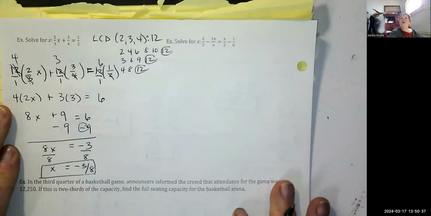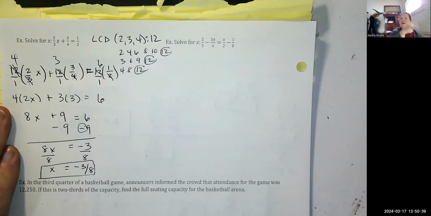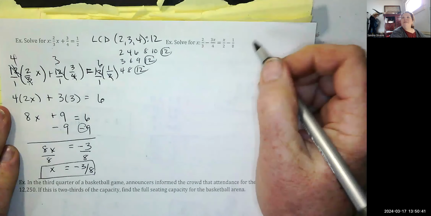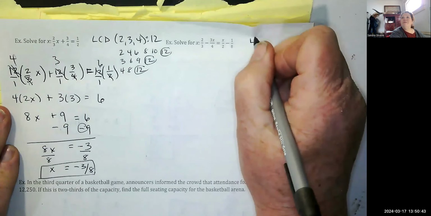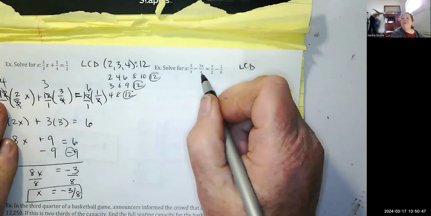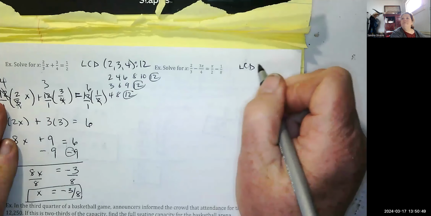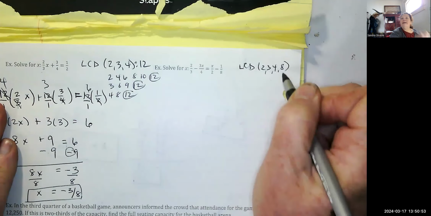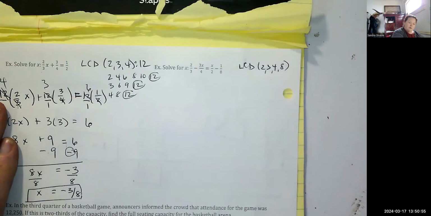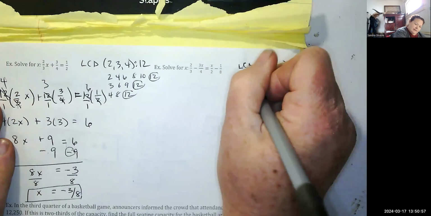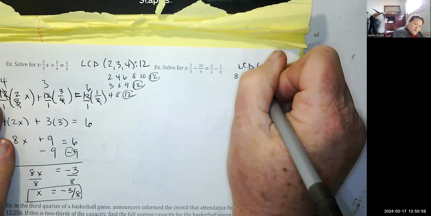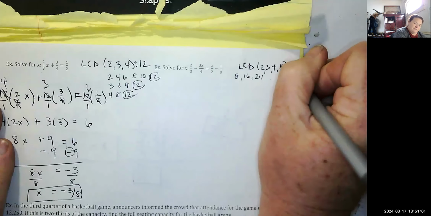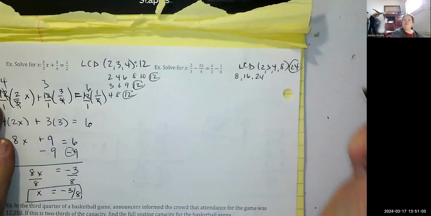All right. Pause the video and do this next one yourself, and then come back and see how I did it. Let's find the least common denominator. And we've got 3. So we've got 2, 3, 4 again. So 2, 3, 4, but now we're adding 8. And 8 will not give us a 12. What will 8 give us? 8, 16, 24. It's going to be 24. They all go into 24.